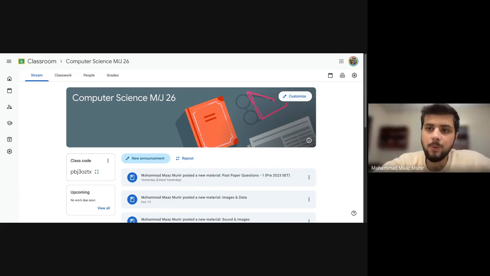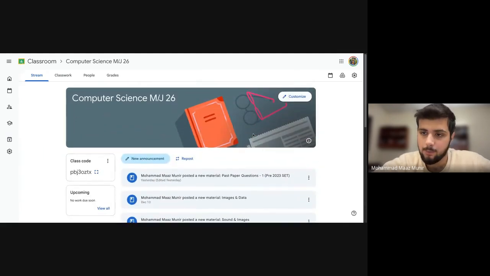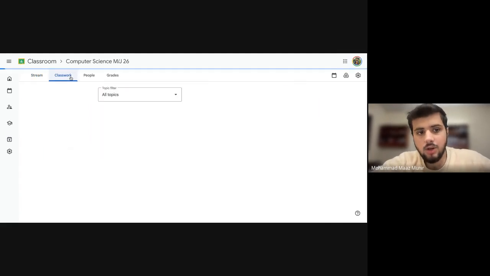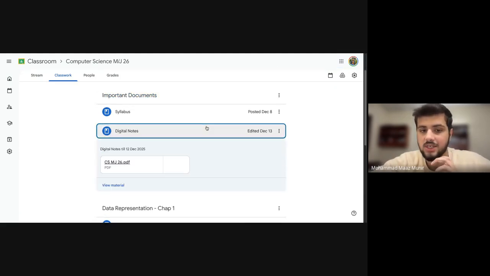Once you open the link googleclassroom.google.com, that's the link, you're going to get a portal like this. Here in the main menu your classes will appear. You're just going to join the class and this platform will open up. You're going to go to the classwork section and here you're going to find all the important things which we have covered till now. So we have the important documents which include the digital notes.